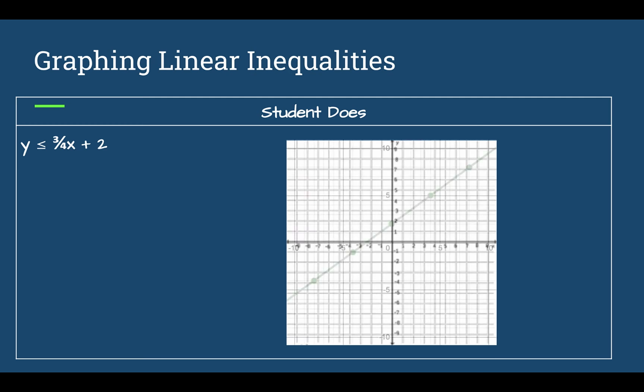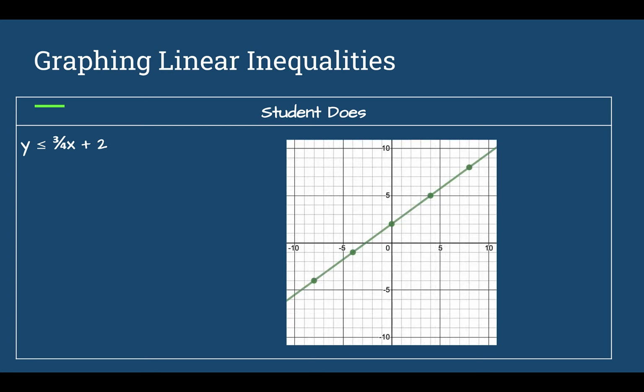Let's check. So you should have graphed your line 3/4 x plus 2, starting at 2, going up 3 over 4. This time, y is less than or equal. So this is the first one where we are going to shade below.